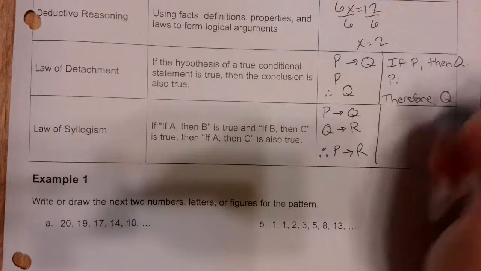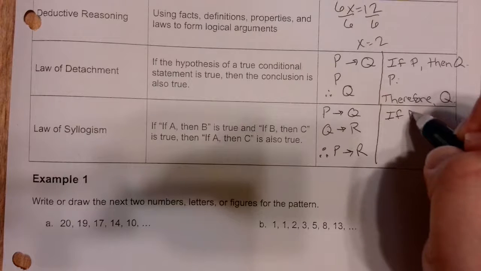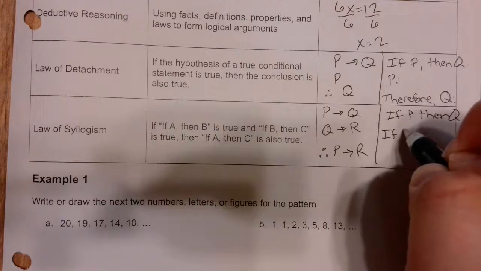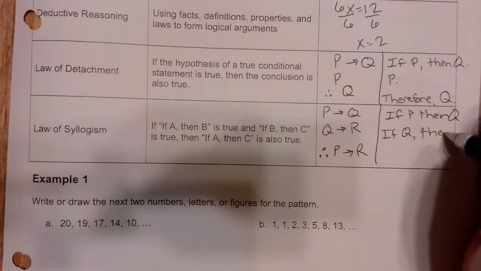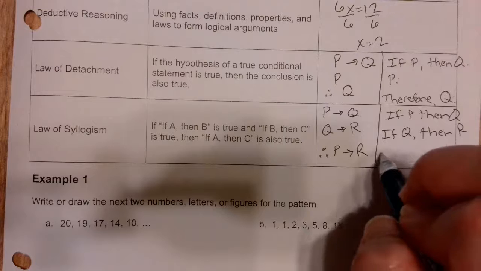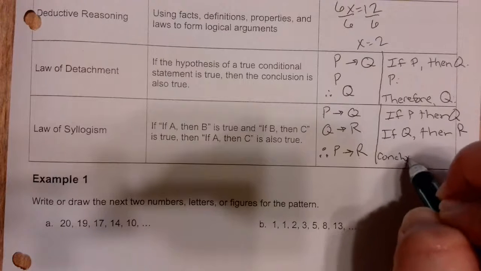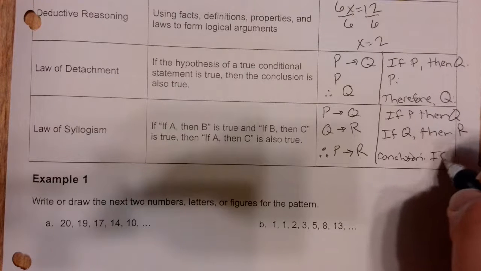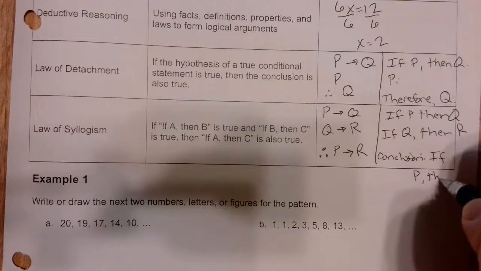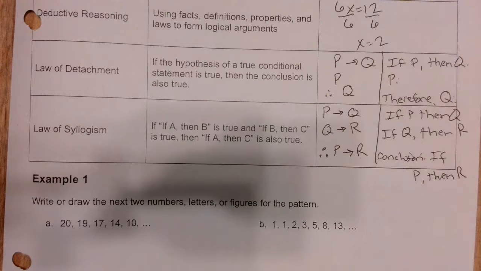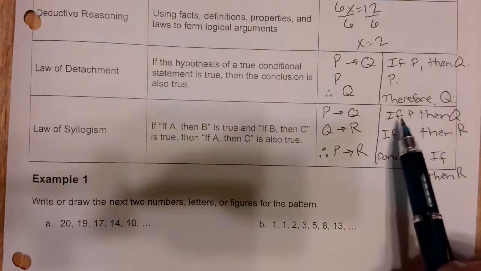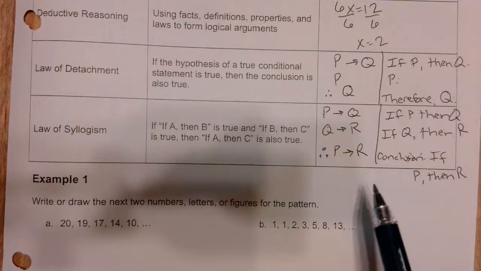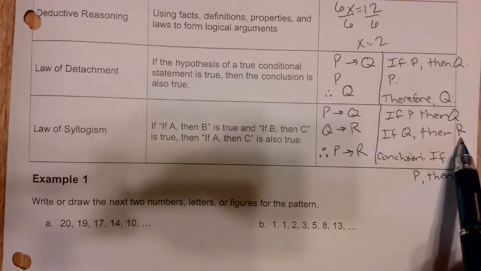So in words, if P then Q, if Q then R. The conclusion, or therefore, if you prefer, if P then R. If P happens, then Q happens. If Q happens, then R happens. The conclusion, if P happens, R will eventually happen.